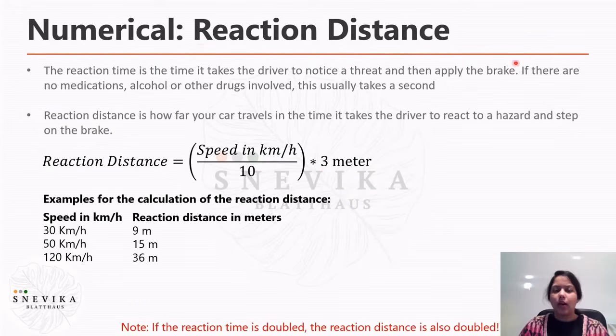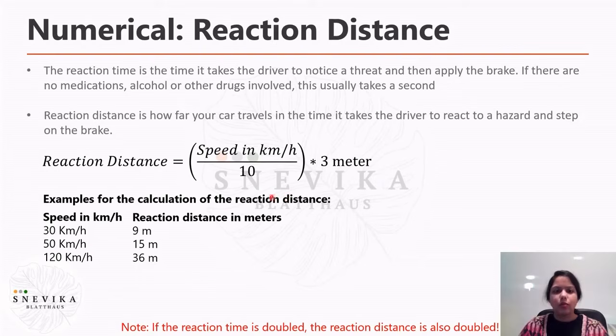Reaction distance can be calculated using a formula. The formula is speed in kilometers per hour divided by 10, into 3, in meters. For a normal human being, the reaction time is 1 second, if he is not under the influence of medication, alcohol, drugs or anything else. Even in an emergency, say if there is a kid coming on the road, or a wild animal, the reaction time always remains the same. That is 1 second.